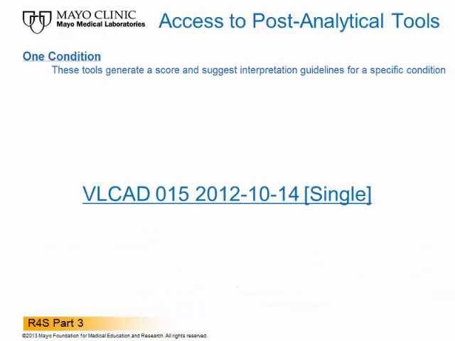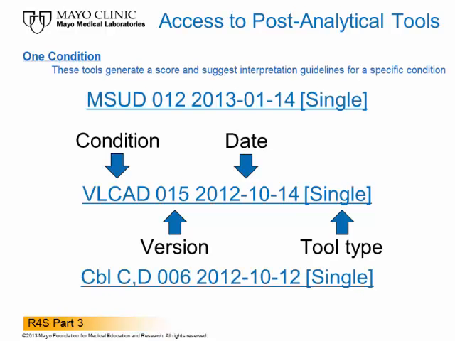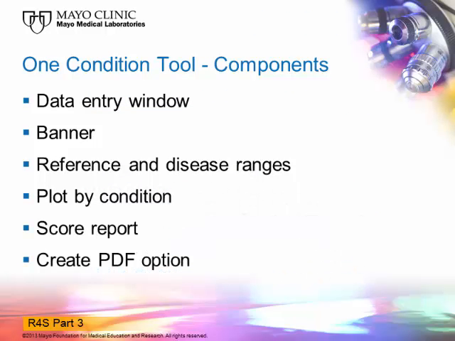The tool name consists of four elements: the abbreviated name of a condition, the tool version, in this case, the current version of the VLCAT tool is number 15, the date it was released in a year, month, day format, and the type of tool. All other tools are named following the same format. There are 6 components of a one-condition tool, and they are listed here.